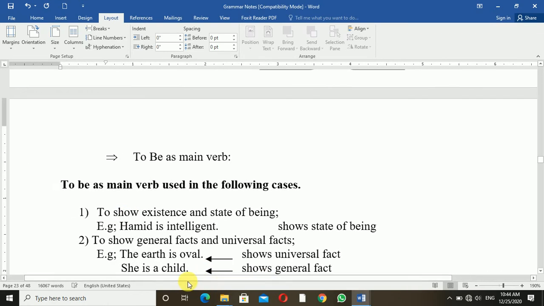Where to be is used as a main verb, right? To be as a main verb is used in the following cases.